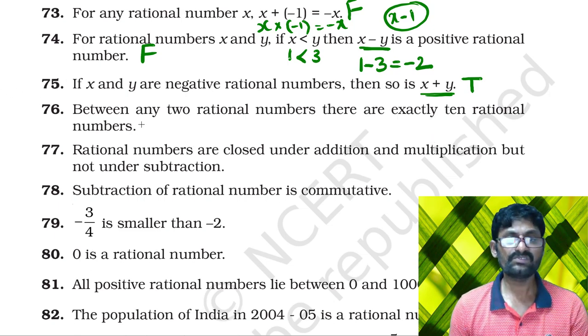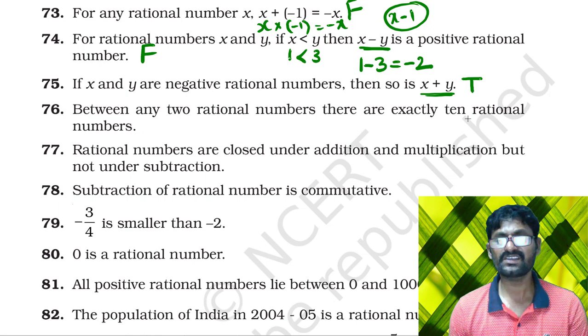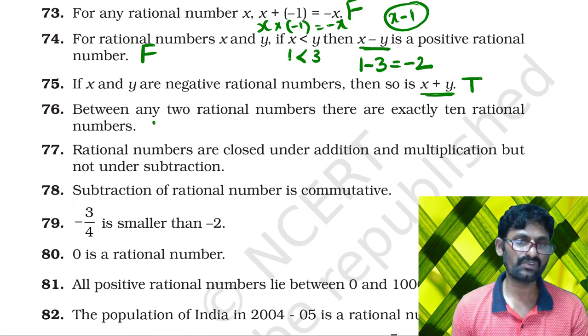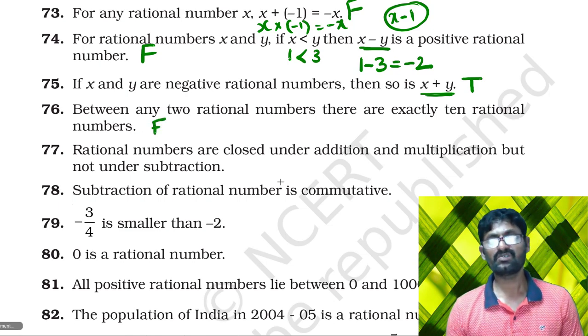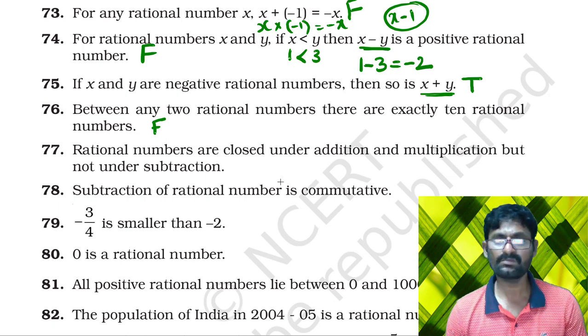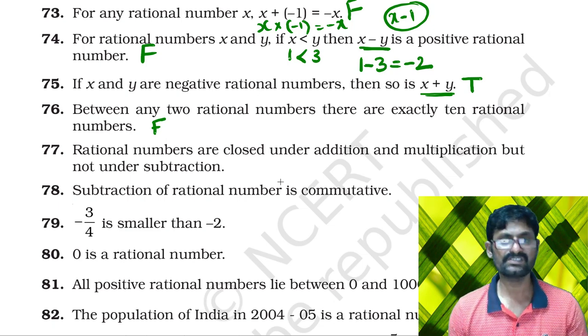76th problem. Between any two rational numbers, there are exactly 10 rational numbers. This is a false statement. Why? Because there will be infinite number of rational numbers between any two rational numbers.